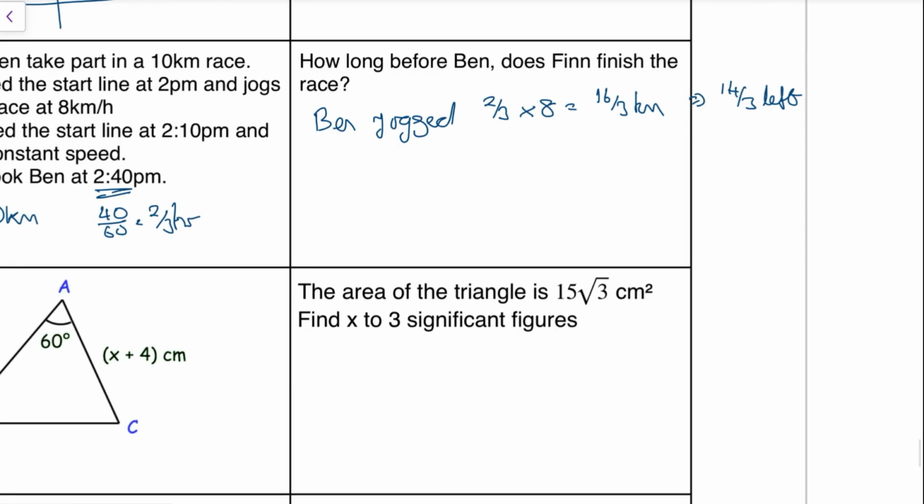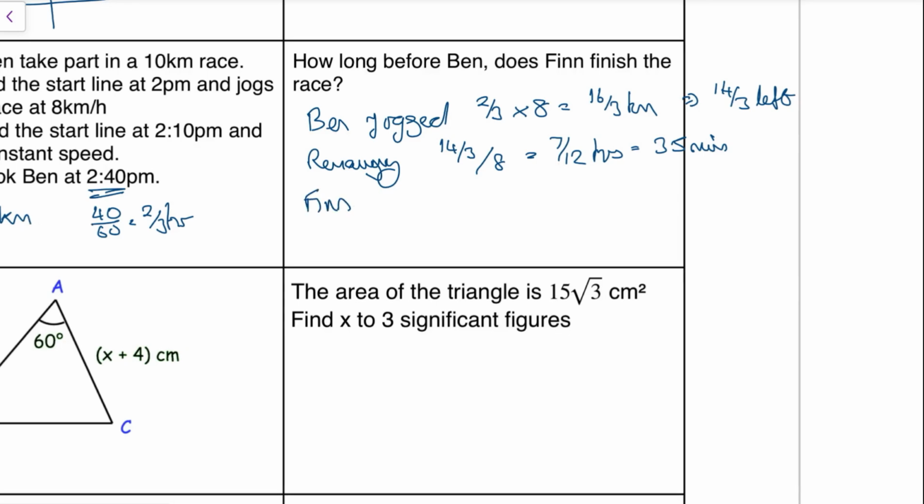Okay, now, for Ben to jog the remaining, so remaining for Ben, so I'm still on Ben. For Ben to jog the remaining, that's going to be distance, which is 14 over 3, divided by speed, which is 8, which is 7 over 12 hours, which is the same as times by 60, 35 minutes. So that's from the point they cross over. So what do I want? How long before Ben does Finn finish the race? Well, it takes Ben the remaining 35 minutes to get to the line.